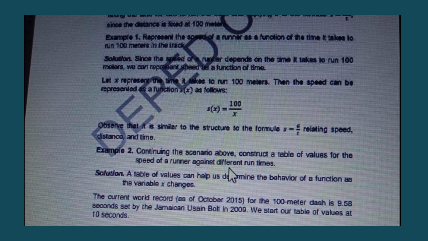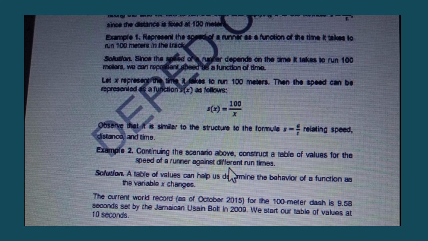Observe that it is similar in structure to the formula S equals d over t, relating speed, distance, and time. Example 2. Continuing the scenario above, construct a table of values for the speed of a runner against different run times. Solution. A table of values can help us to determine the behavior of a function.